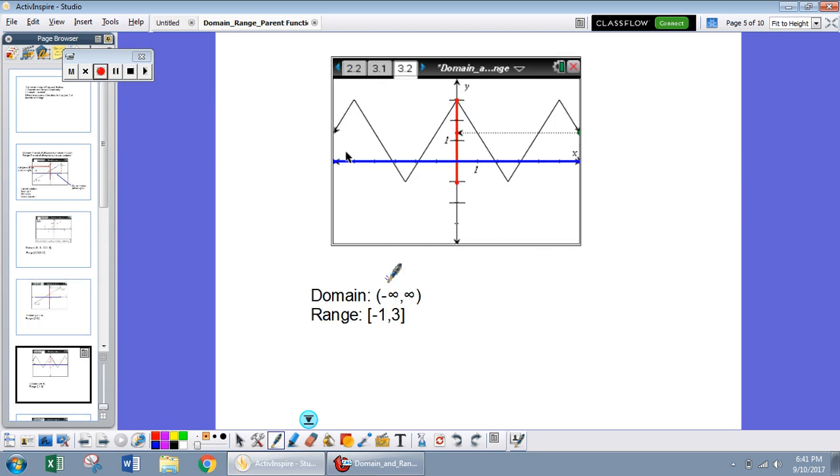But the range this time is going to be different. We can see that the range doesn't go from -infinity to infinity, but my lowest y value is right here at -1, and it goes all the way up to 3. Now it touches at -1, and it touches at 3 by the closed circle, so we can have it be inclusive.